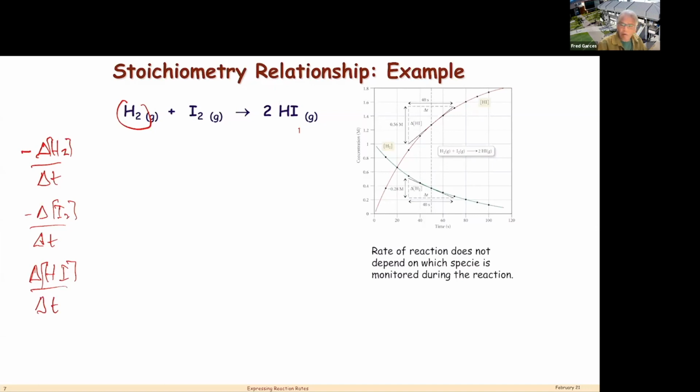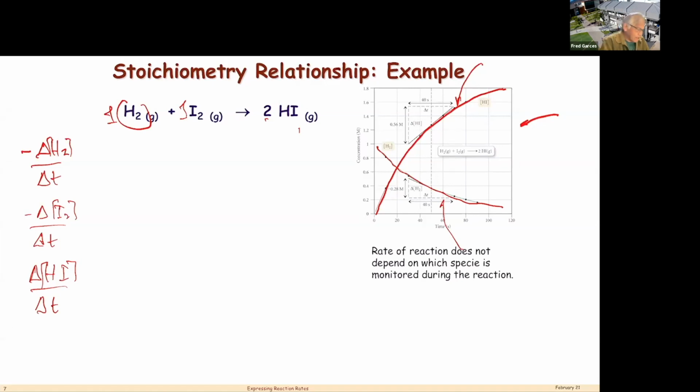And the question is, how are they related to each other? How can I put them in an equation? And the stoichiometry here, that's a 1 to 1 to 2, will give you that relationship. The other thing I want to mention is that look at the graph. The graph, again, highlights the change in the concentration with time. You notice how HI is being produced twice as fast as H2 is being consumed. If you look at the slope at any point here and compare it to the slope at any point here, you're going to see it's a 2 to 1 ratio.